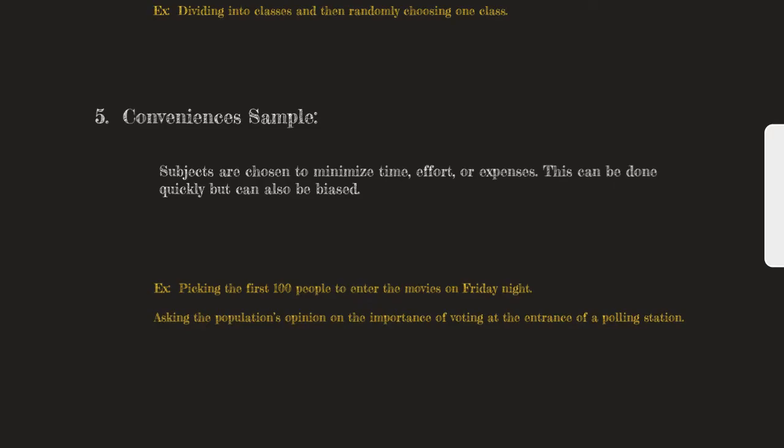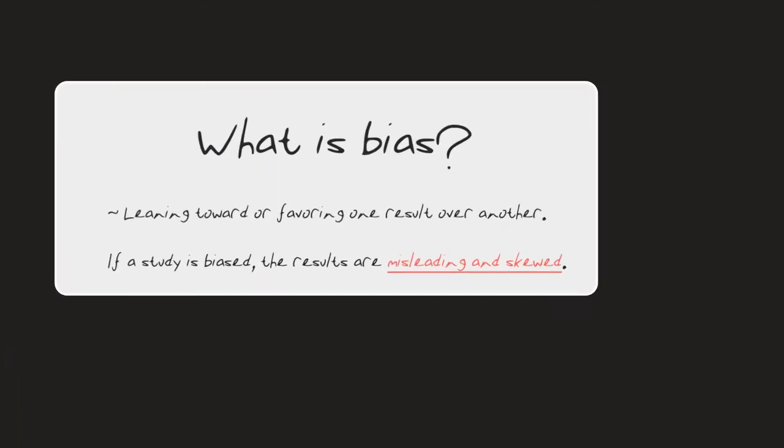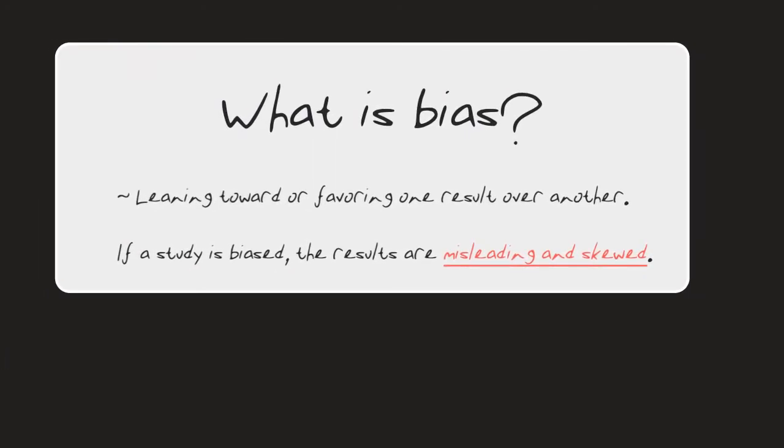So let's take a look at that term bias. So what is biased? When something is biased, it means that it's leaning towards or favoring one result over another. So if a study is biased, the results are often misleading or skewed. So it's choosing who you sample to get the kind of answers or responses or data that you want, rather than what is actually a better, unbiased, realistic representation of a population.